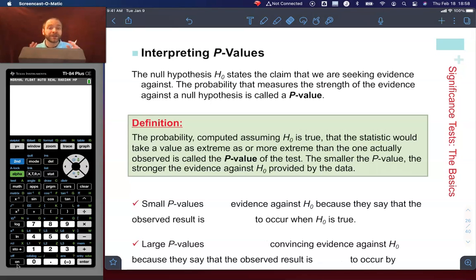So the probability computed assuming the null is true, that the statistic would take a value as extreme, that location, or more extreme towards the tail than the one actually observed is the p-value of the test. The smaller the p-value, the stronger the evidence against the null hypothesis.